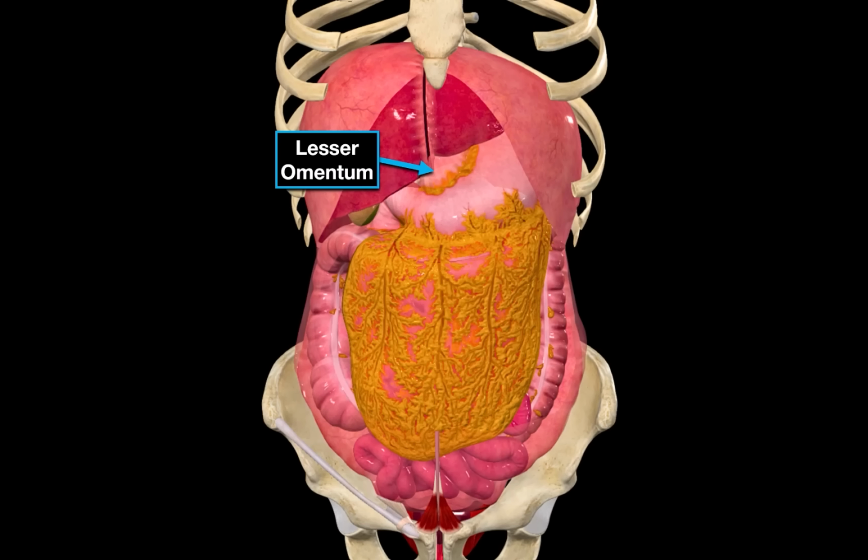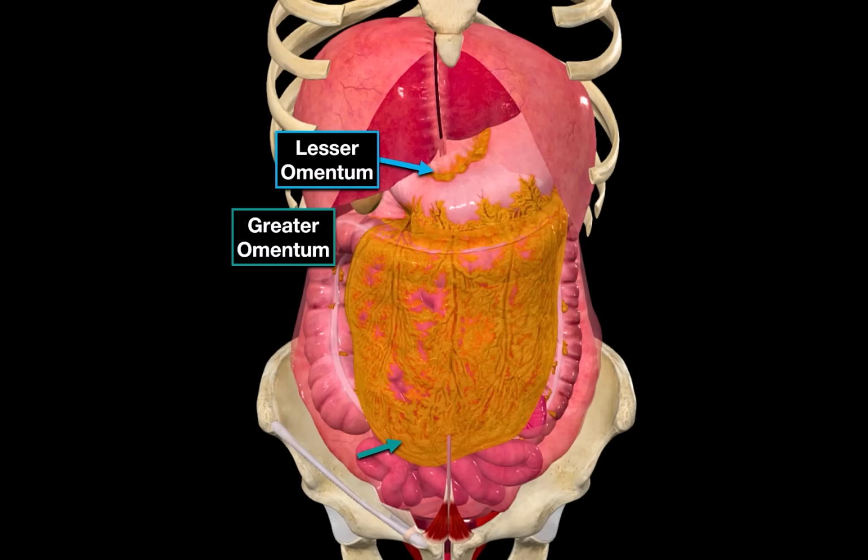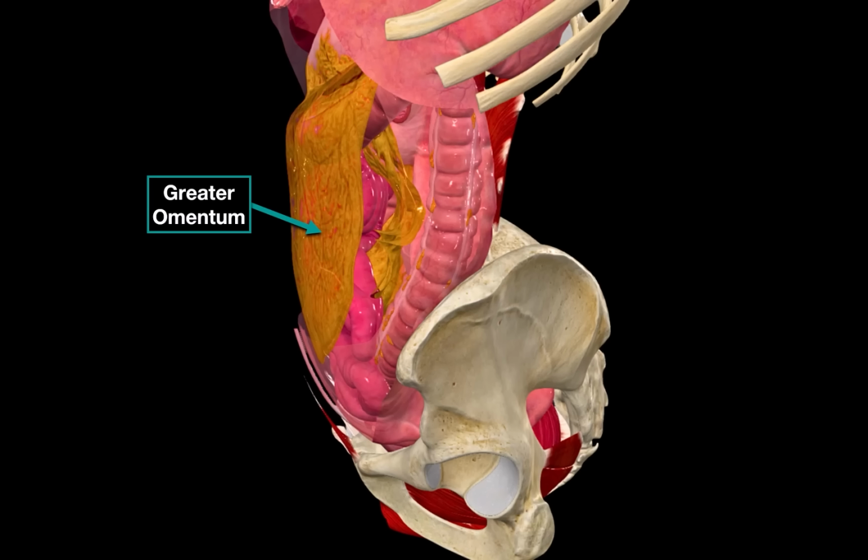Now, hanging down from the greater curvature of the stomach is a much larger fold called the greater omentum. This drapes over the intestines like an apron and then loops back up to attach to the transverse colon. If we look at the whole thing from the side, you can see another important structure, the small bowel mesentery. This is a fold of peritoneum that suspends the jejunum and ileum from the posterior abdominal wall.